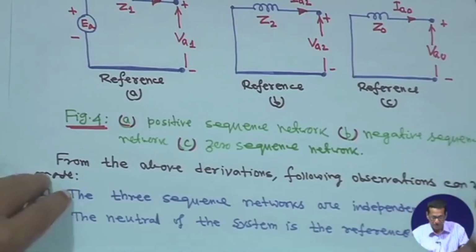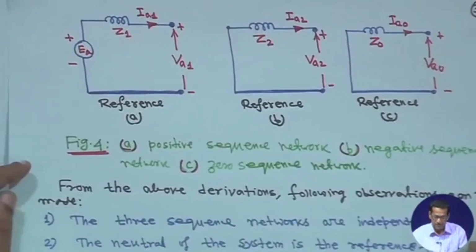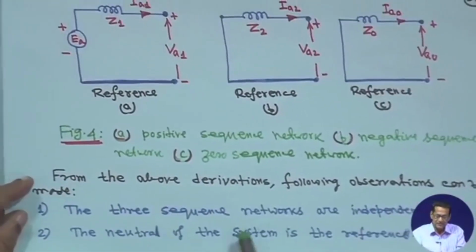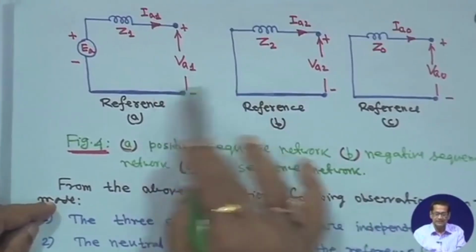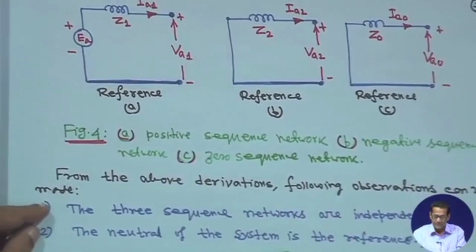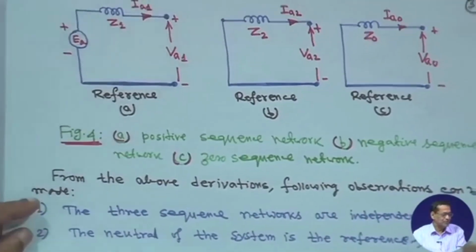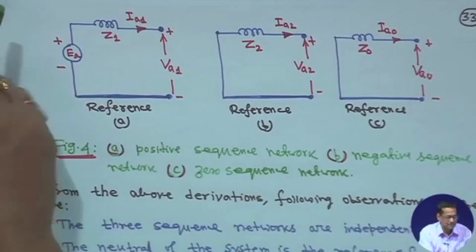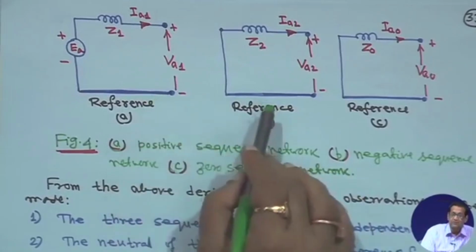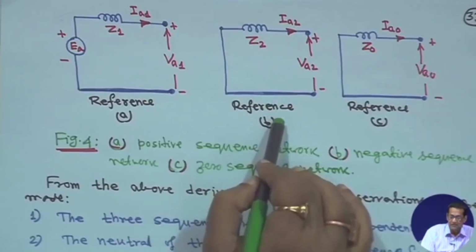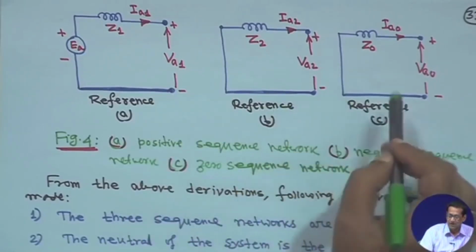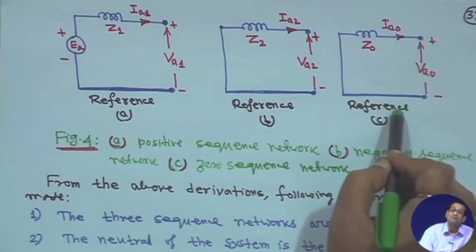Now, from the above derivation, we can make some observations. First, the three sequence networks are independent, with no connectivity. The neutral of the system is the reference for the positive and negative sequence networks. That means for the positive and negative sequence networks of the synchronous machine, the neutral is the reference, whereas for the zero sequence network, ground is the reference.